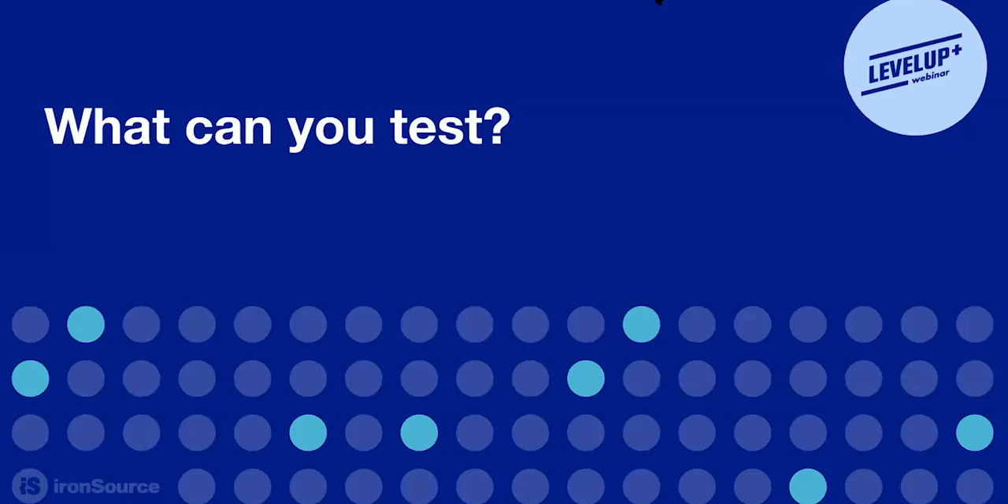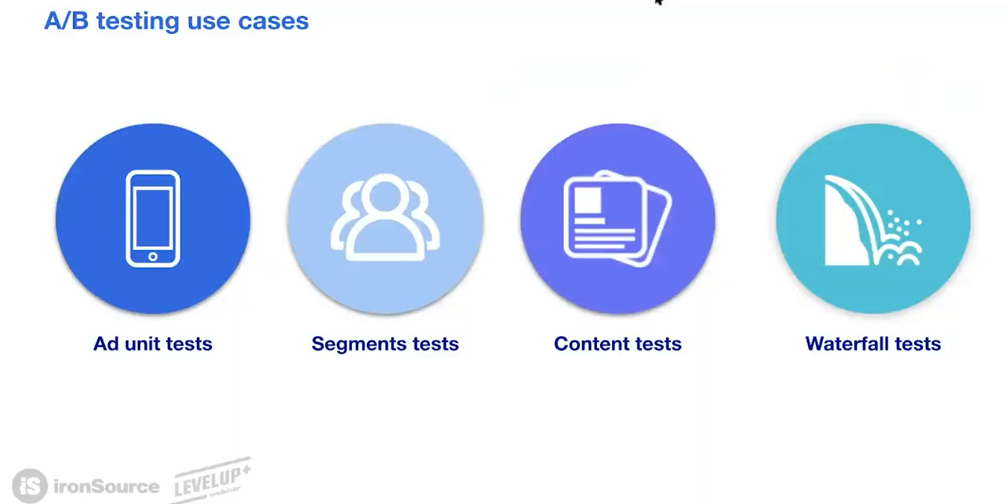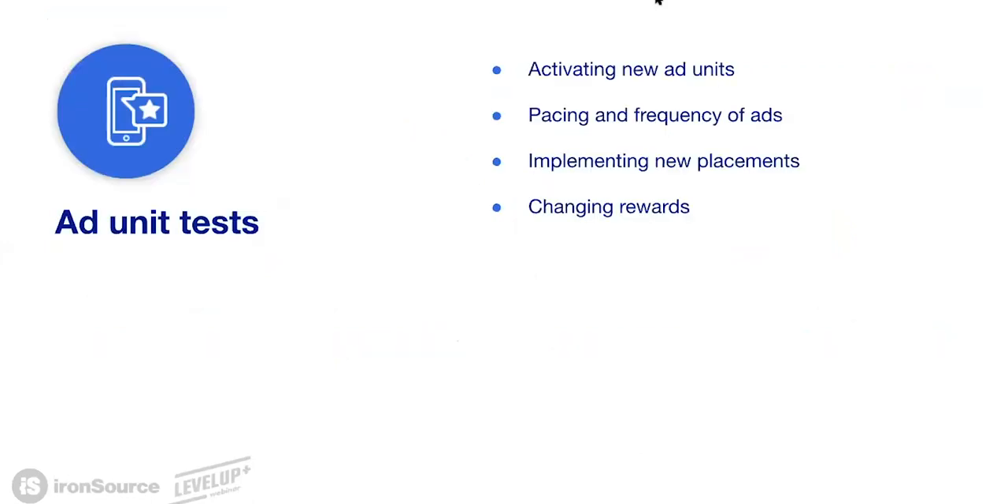So what are some of the things that you can test? We've come up with a lot of ideas for use cases, which I will share with you today. And the A/B testing tool is integrated into all aspects of our platform, so you really have a lot of options and freedom to run all kinds of different tests. The examples I'm going to give you, I put into 4 main categories: ad units, segments, content, and waterfalls. We'll start with the ad units test.